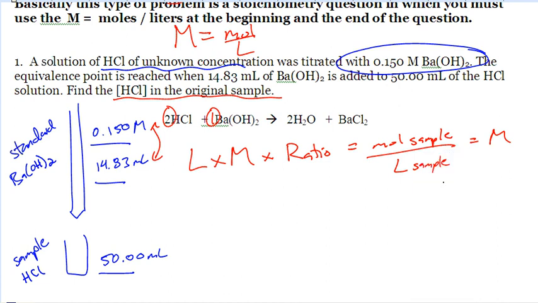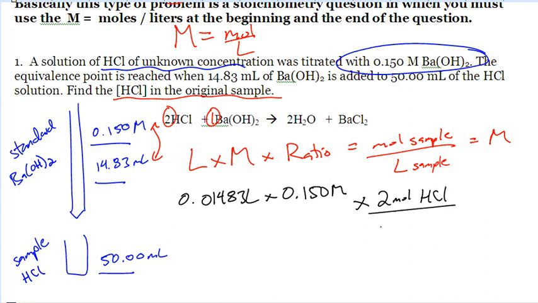You're just using the molarity formula in a couple of different ways. So here's what it looks like. 14.83 milliliters into liters is 0.01483 liters times the molarity, 0.150 molar. The ratio, what you want, is always on top: 2 moles HCl over 1 mole Ba(OH)2. Classic question is, how do you know that goes on the bottom? It goes on the bottom because you started with that thing and you've got to cancel it off diagonally.